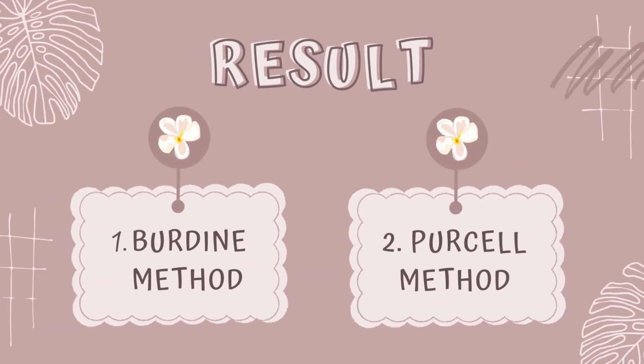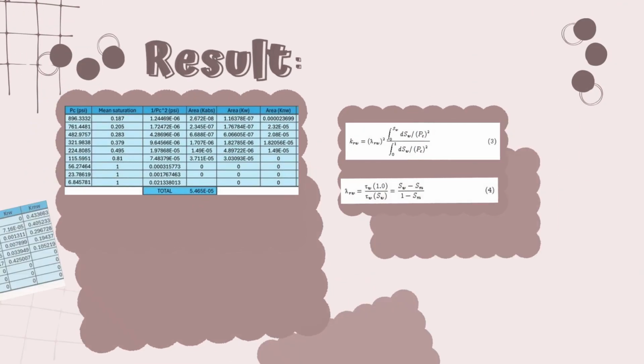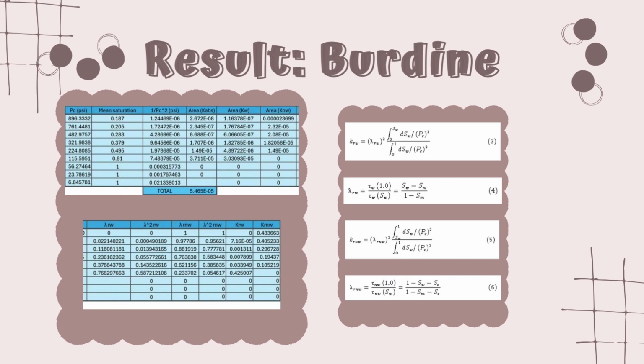For the result, we need to take a sample from the 22.1 data set, and we choose the Virgin approach and the Purcell approach. For the Virgin approach, firstly we take mean saturation and capillary pressure in PSI unit that we need to convert first, and plot the graph of mean saturation against 1 over PC squared, and then we need to plot the graph of mean saturation against relative permeability for wetting and non-wetting phase.